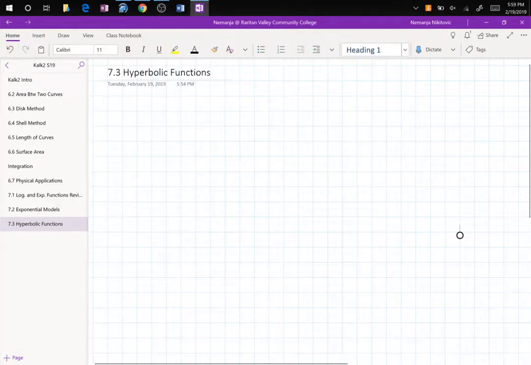Hello and welcome back to Calculus 2, section 7.3, end of chapter 7 on hyperbolic functions. New functions. I hope you're excited. What do you know? You know polynomial functions, exponential, logarithmic, all the trigonometric ones, radical and rational, and all of these different types of functions. Now we get to see hyperbolic functions.